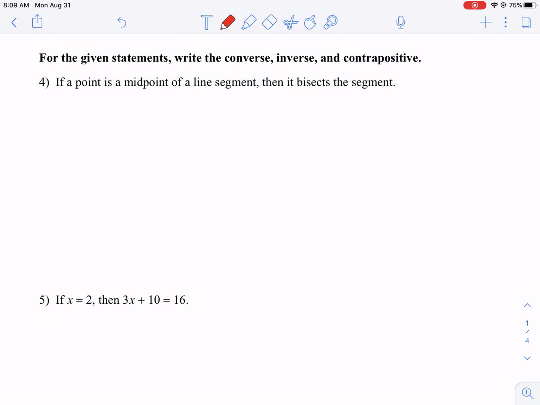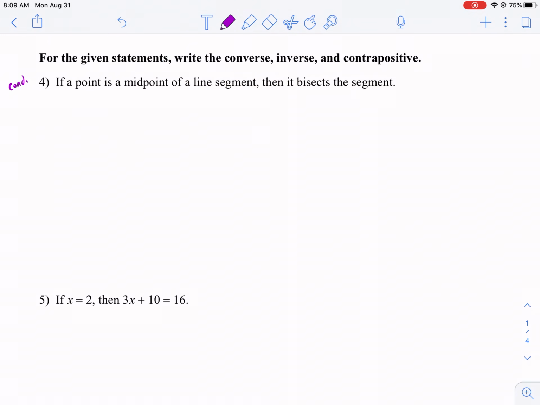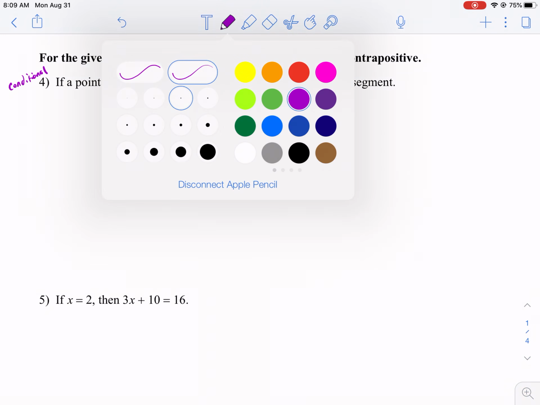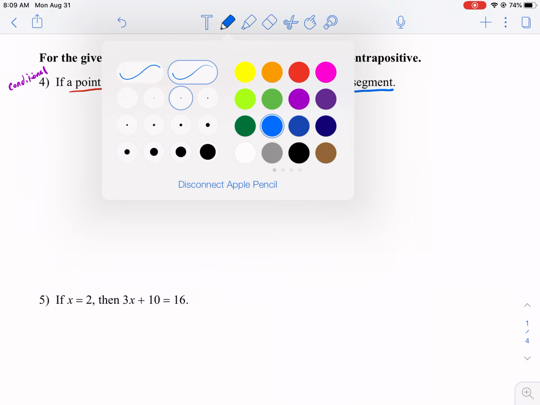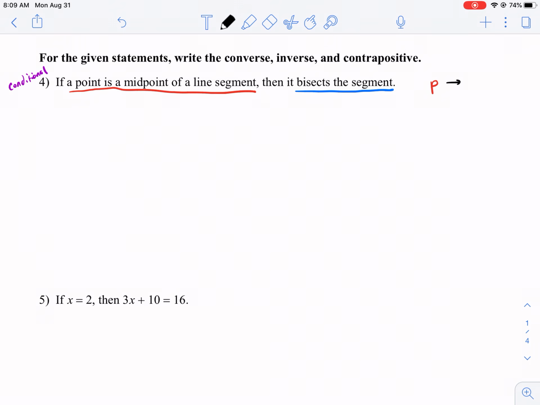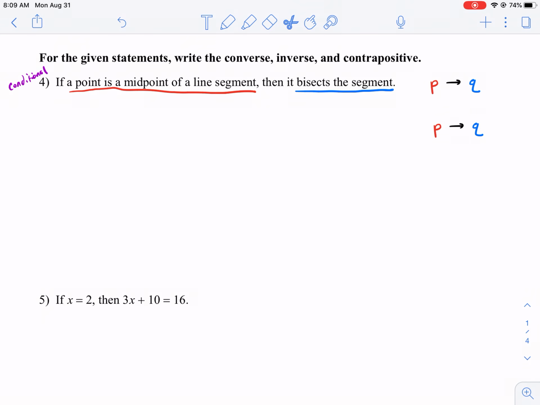Now, this is a little bit more important. For the given statements, write the converse, inverse, and contrapositive. So the conditional is given to us. The first thing we have to do is identify the hypothesis and conclusion. If a point is a midpoint of a line segment, then it bisects the segment. Okay, so now the conditional, we know, is P arrow Q. And we're going to be doing this a lot, so I'm going to copy and paste this for the next one.